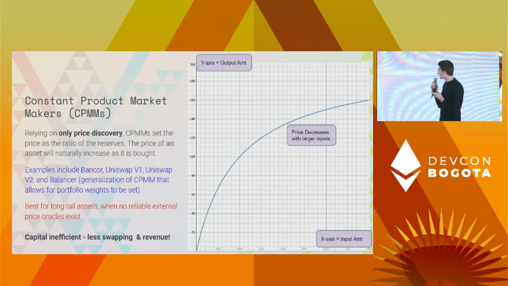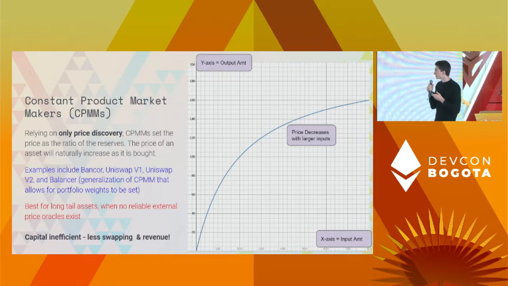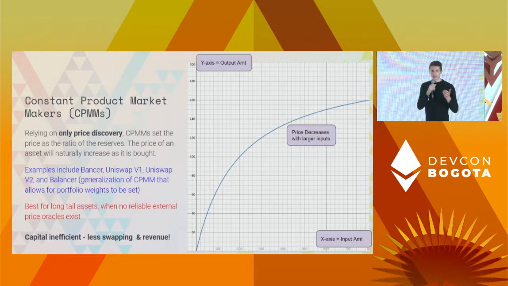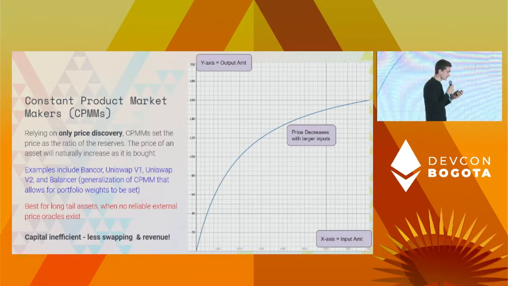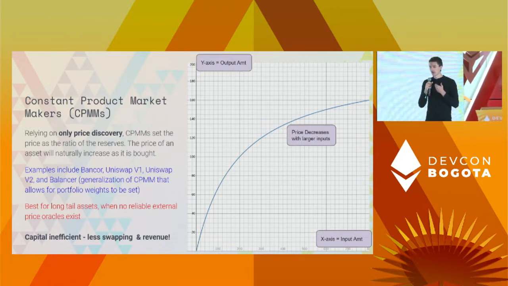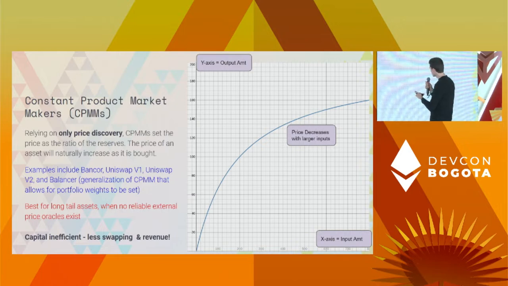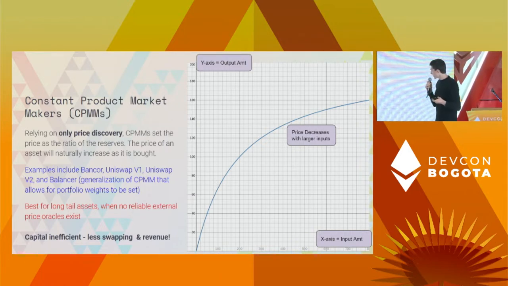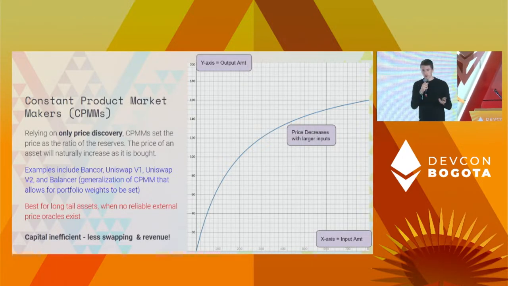And how it does that is it sets the price as the ratio of how much of each asset it owns. And that allows the price to essentially respond to demand. So you can see in the trading curve, as you put more and more in, the slope of the curve continues to decrease. And that's showing the price responding to the trading, so it's discovering the price.